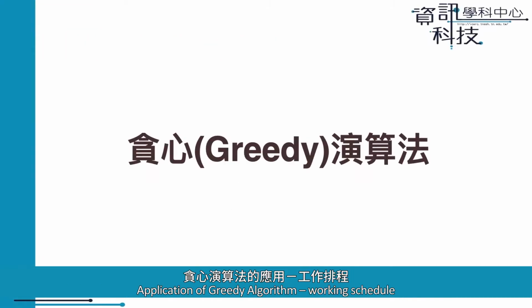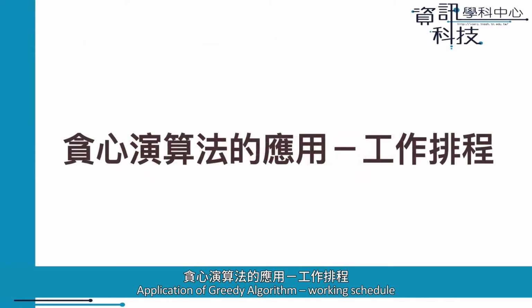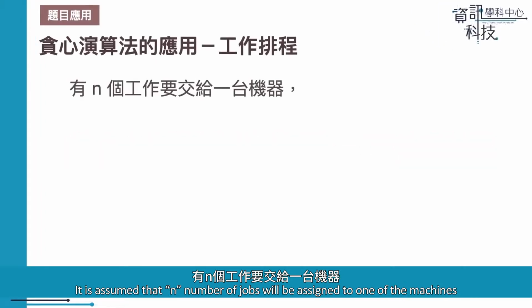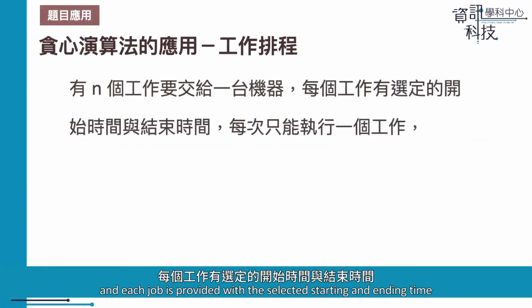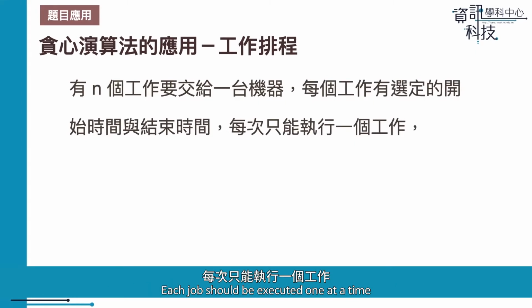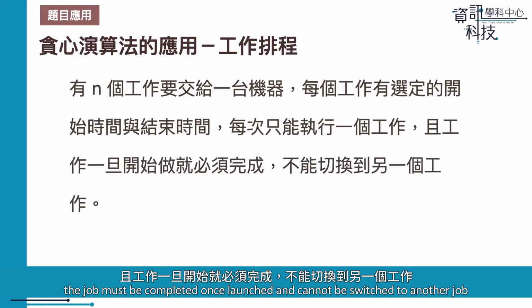Application of greedy algorithm, working schedule. It is assumed that n number of jobs will be assigned to one of the machines, and each job is provided with a selected starting and ending time. Each job should be executed one at a time. The job must be completed once launched and cannot be switched to another job.